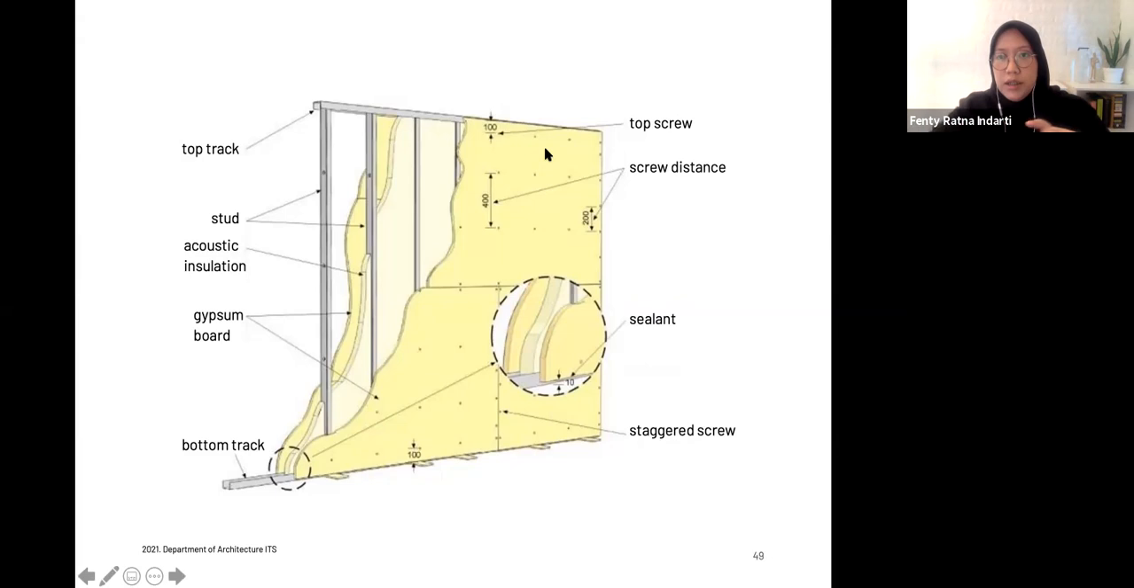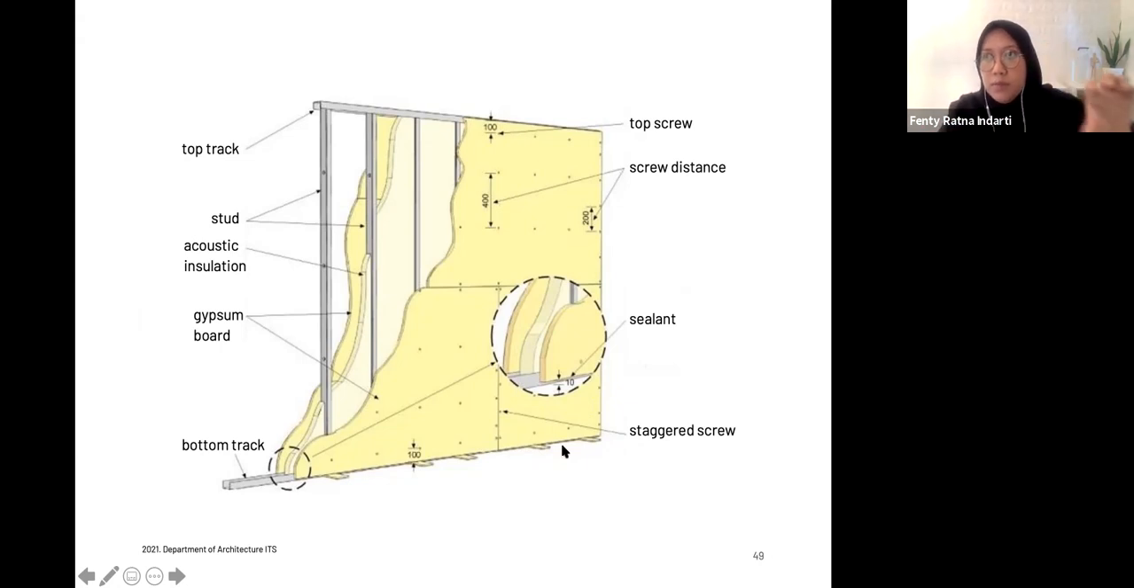the attachment is actually from screws. So you are not allowed to screw on this part here. It must be a little bit down, maybe 100 millimeters or so. It's very technical, but I think you need to see it. And then there is a gap between the screw distance here. So this is the side. The side will always be shorter than the middle side, and then you put sealant underneath.